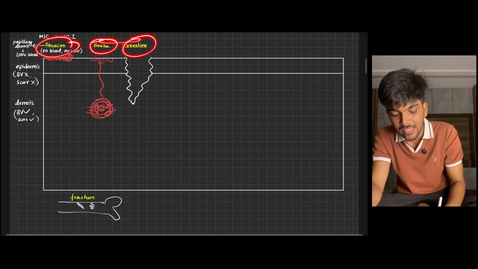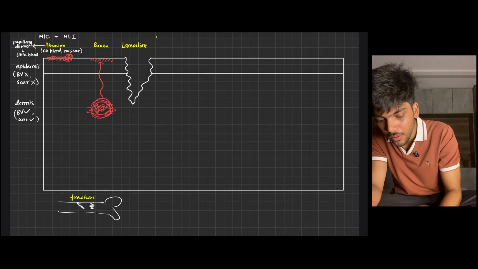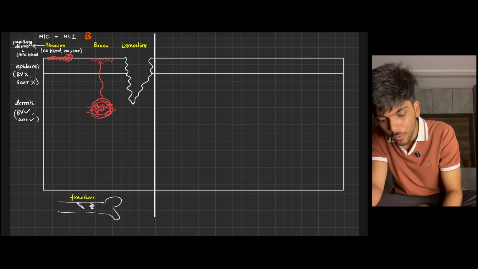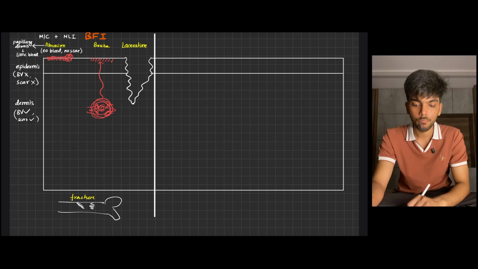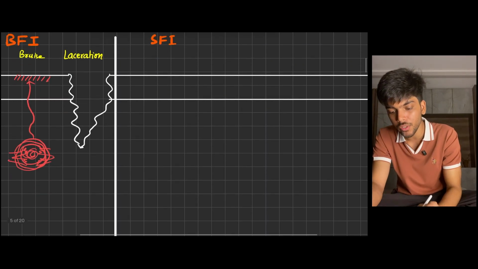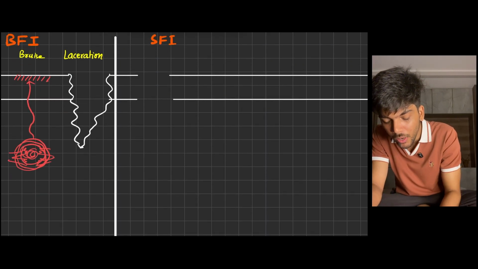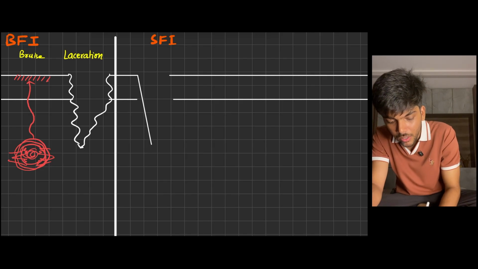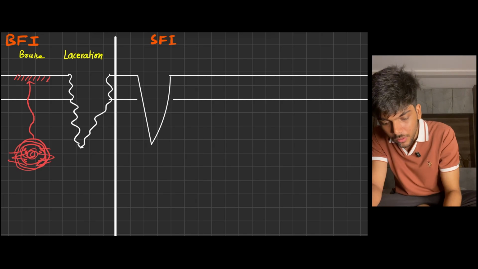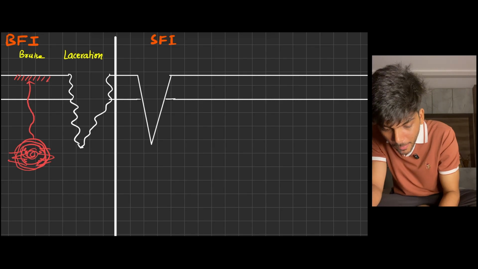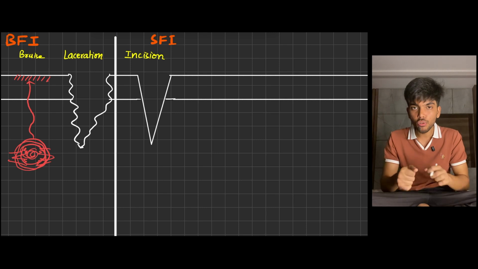So abrasion, bruise, laceration and fracture, they fall under blunt force injury. These are all blunt force injury, BFI. Up next, sharp force injury. Under sharp force injury, there are two. One, due to a light cutting weapon, you get an incision. So this is an incision due to a light cutting weapon. See, laceration means to tear.